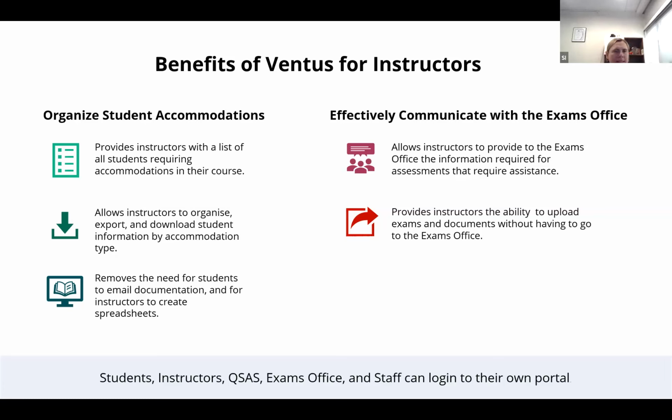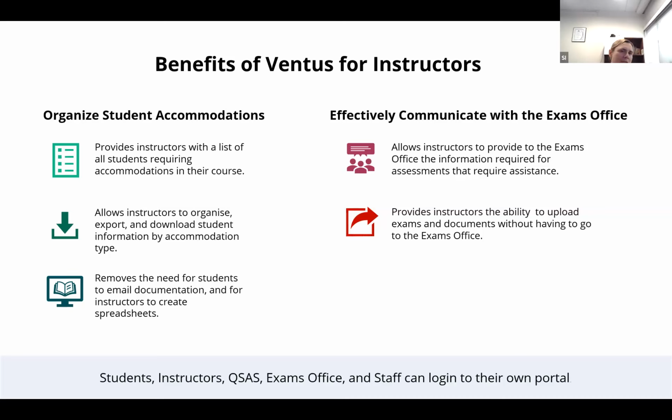So instead of letters being sent to instructors, instructors can log into the portal and see the students in their course organized by accommodation. So for example, if a student has an accommodation that they're allowed 15 extra minutes for every hour on a quiz, all those students who have that accommodation will be listed together. And the benefit of that is that when you need to go into OnQ or the learning management system to add that accommodation to a quiz, it just makes it quicker and more effective for you to do that.